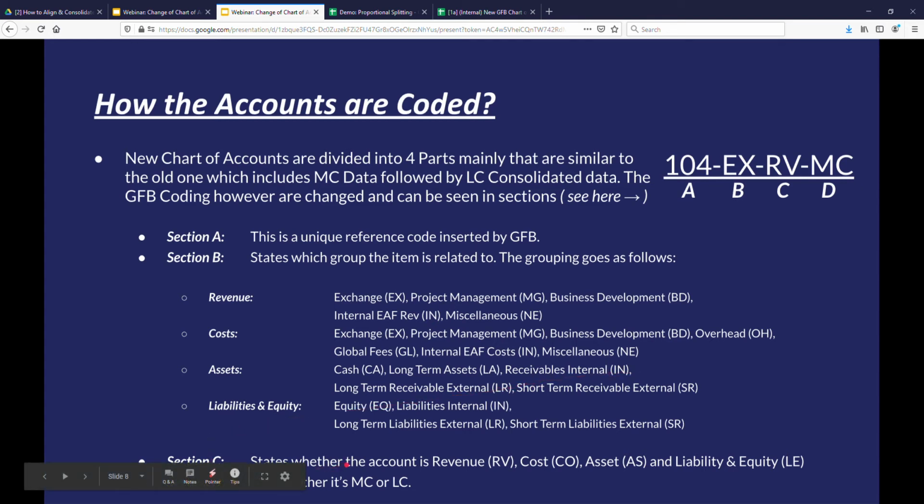Section C is just stating whether it is the account of a revenue, meaning RV, which is the case here. Cost is CO, asset is AS, liability and equity is LE. Then the last section, which is D, is whether it is for an MC account or an LC account.